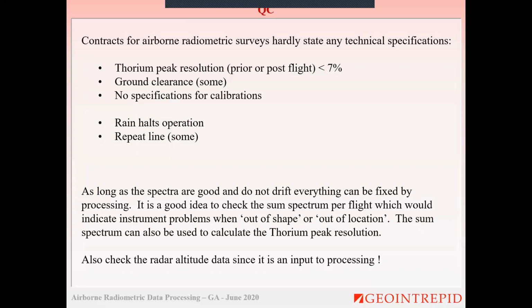Then we have the obvious at the bottom, Reinholds operation. Yes, cool. We know that, and then some surveys require repeat lines.